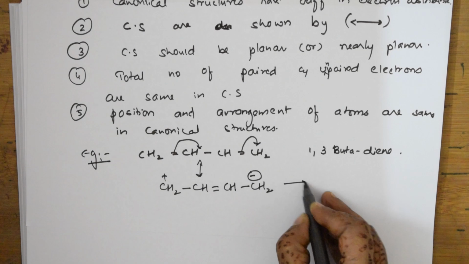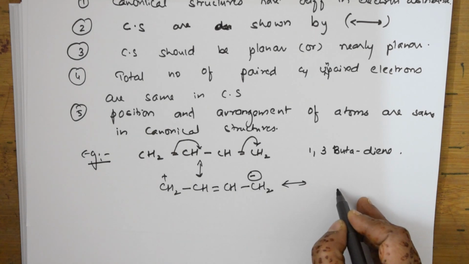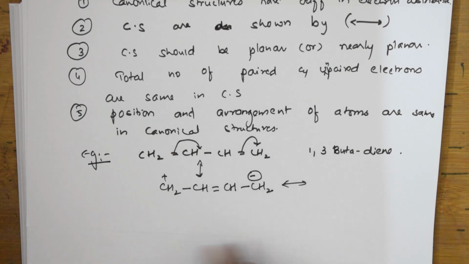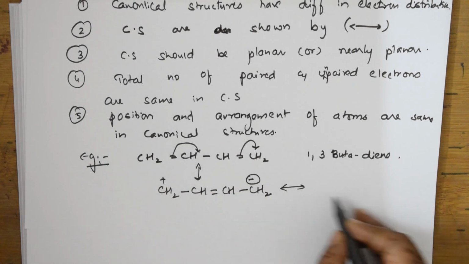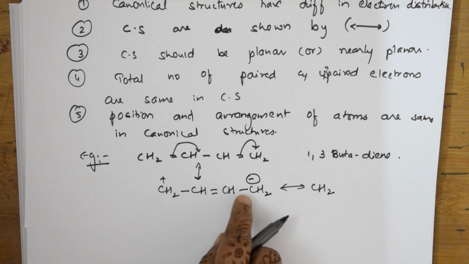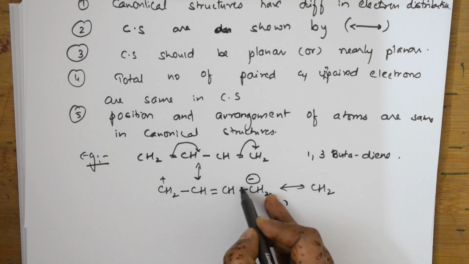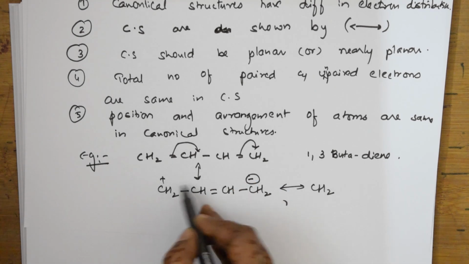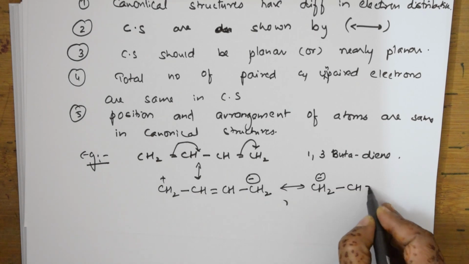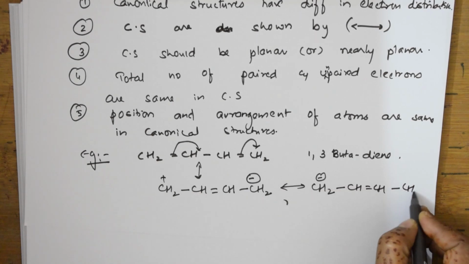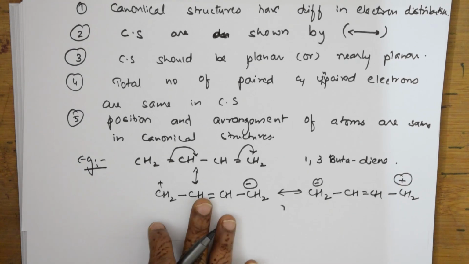Further, I can draw one more canonical structure. How can I draw it? The other way. Now this will attain a negative charge and this will attain a positive charge. So this becomes CH2, you're dropping this here, and shifting this here. Then when you shift it here, this also becomes minus, single bond CH double bond CH CH2. So this is your canonical structure.